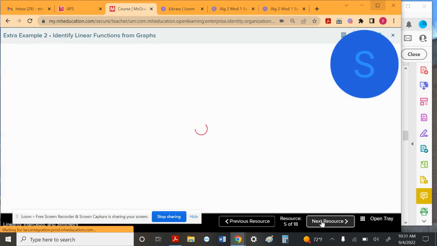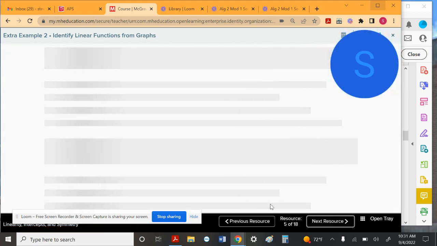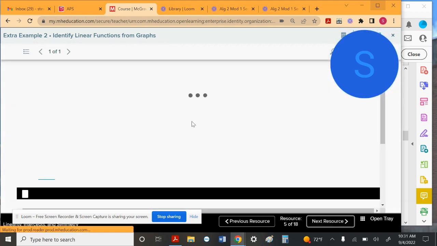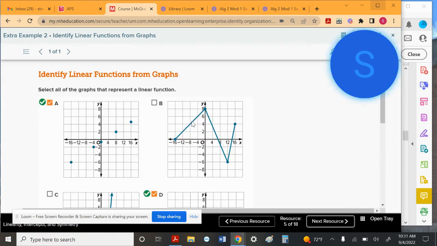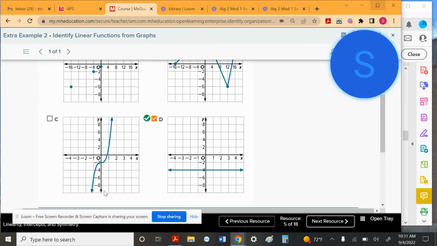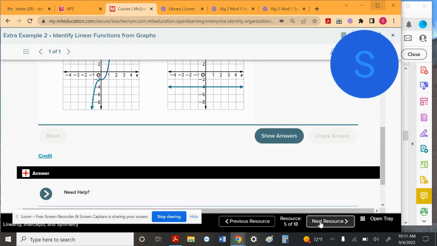Okay. Now, identifying them from graphs. You can see here that it looks like this one here should be linear, just because of the way that it's increasing. You can see it has that same slope going on. This one is nonlinear, okay. This one's nonlinear, and this one would be linear as well. So it'd be A and D, as I've already marked up here.